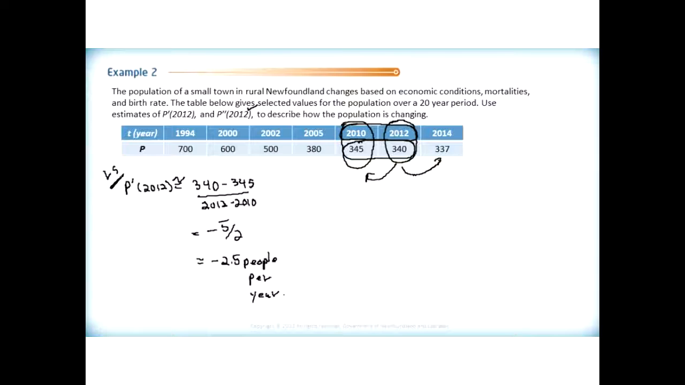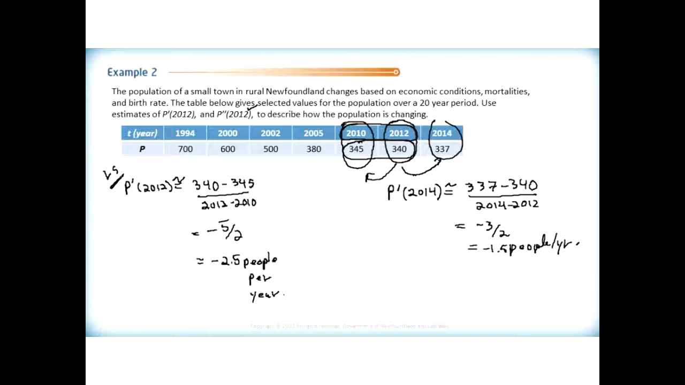And then we'll try to get an estimate for our second derivative by finding how much we change from our first estimate on the left to our second estimate on the right. So let's do another one. Let's say we'll call this our estimate for 2014. So P prime in 2014 could be about, we're going to need another one so we can get our second derivative, of course. So this is going to be about 337 minus 340 divided by 2014 minus 2012. And so what that tells us is that we have negative 3 over 2, or about 1.5 people per year.